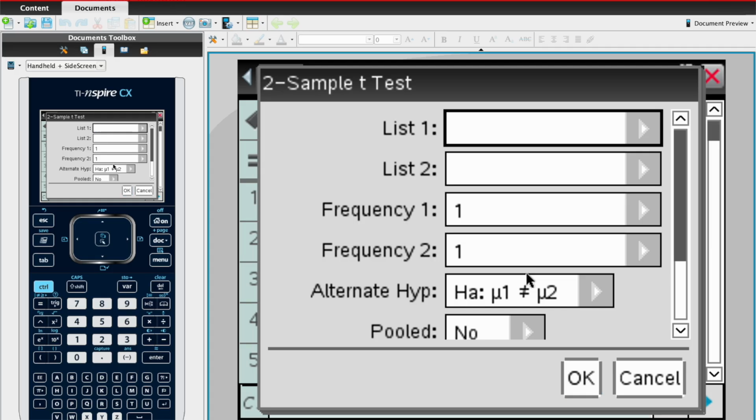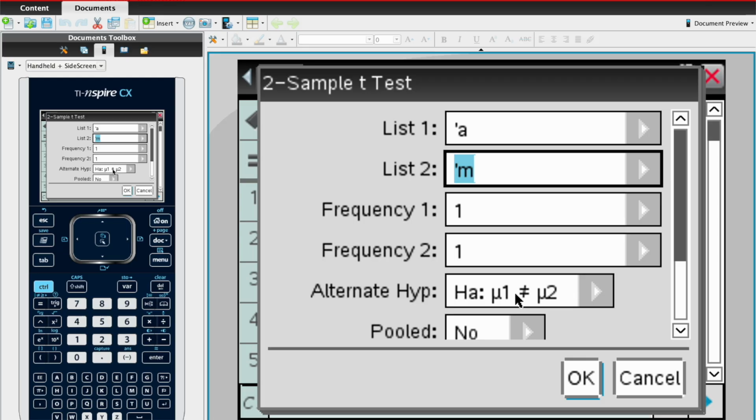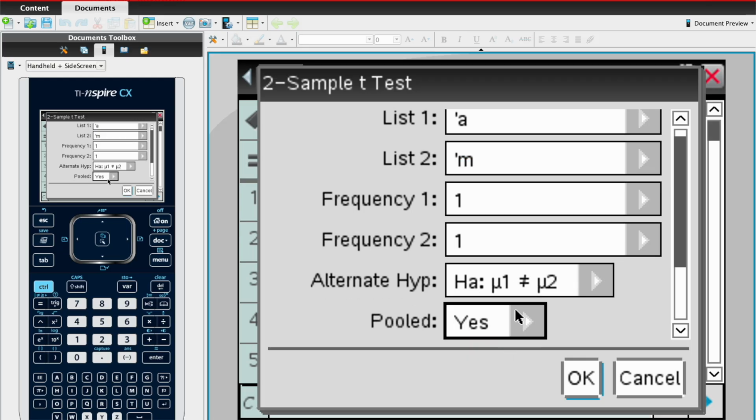Okay, so list 1 is in A, list 2 is in M, and our alternative hypothesis is just that they're different. And then always we want to set this as pooled equals to yes. This has something to do with equal variance and normally distributed samples. So, okay, let's go ahead.